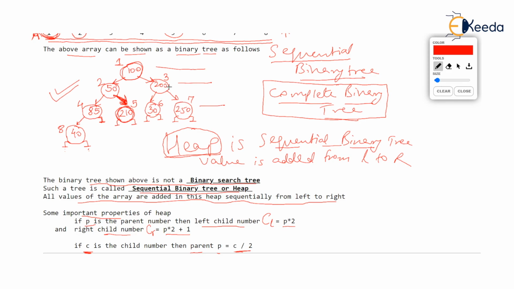Third value should be greater than the 6th and 7th. And the fourth value should be greater than the 8th. It is greater than the 8th. But anyway, the parent and child relationship is not followed properly above. So this is not a max heap.